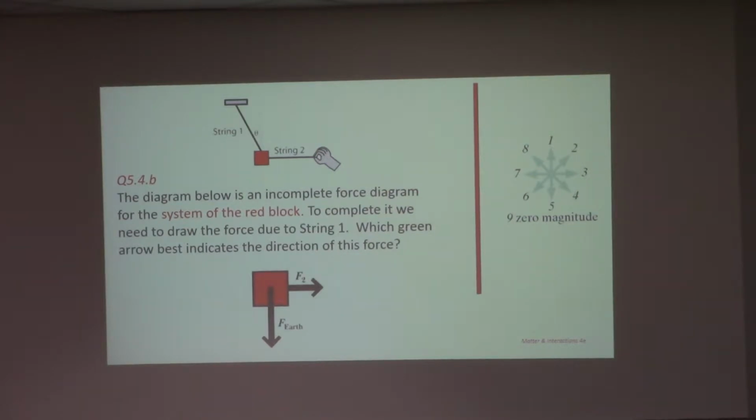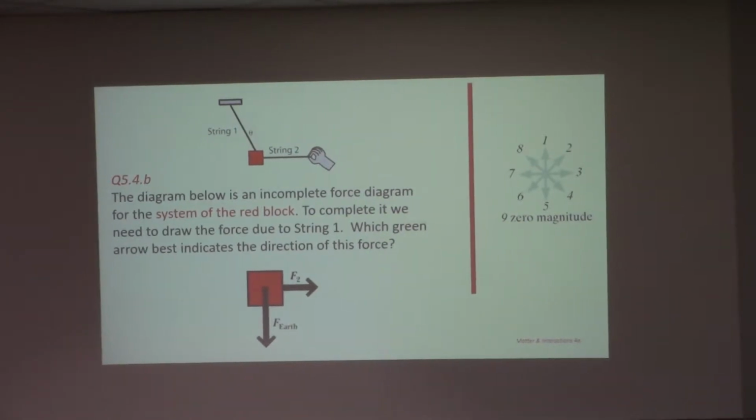Okay, so what direction should we draw the force to string 2? Okay, string 1. I'm sorry, string 1. Does that change your answer? Yeah. Okay. All right, so 8 is correct. We draw it this way.